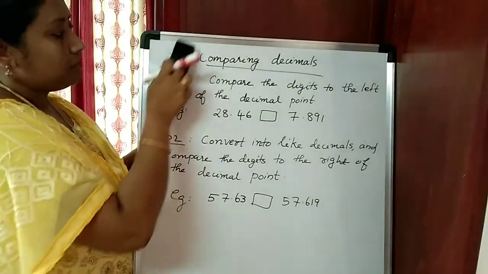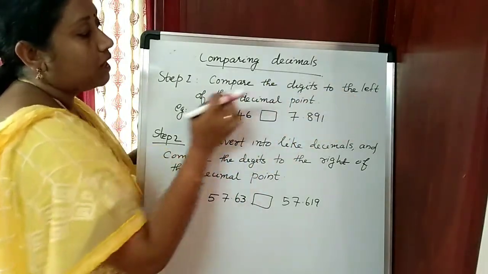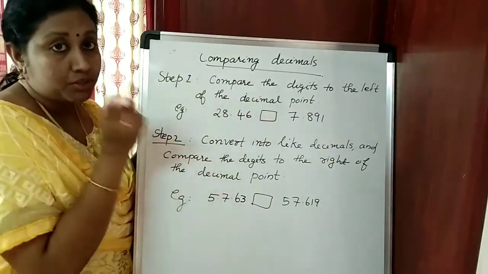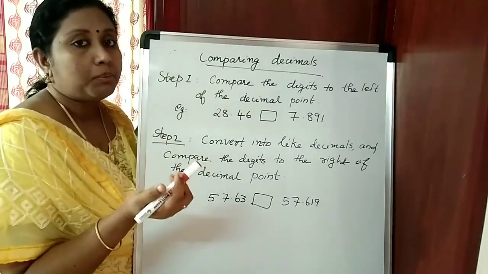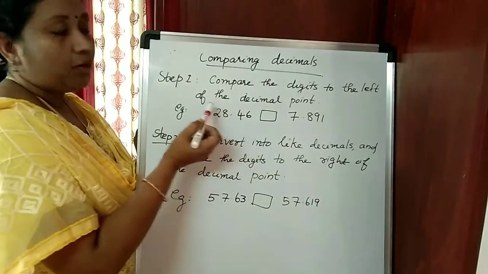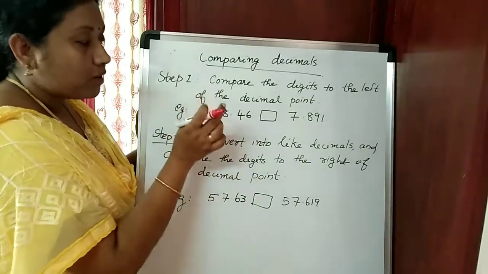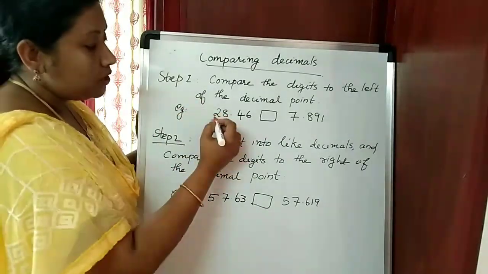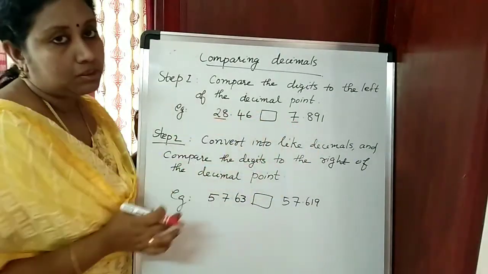two decimal numbers, what is the first step? Compare the digits to the left of the decimal point. First you compare the whole number part, or the integral part. What do you mean by whole number part? The numbers on the left side of the dot are called the whole number part. So the first step is to compare the whole number parts of both decimal numbers.